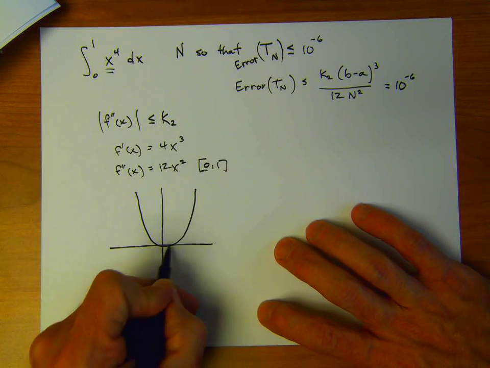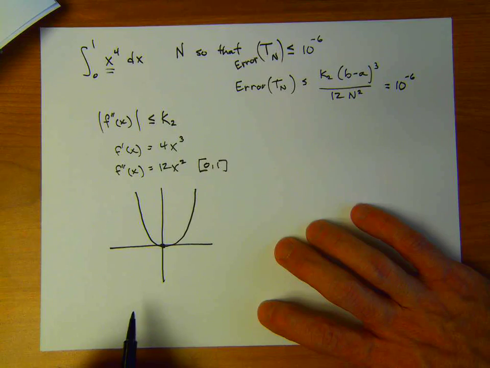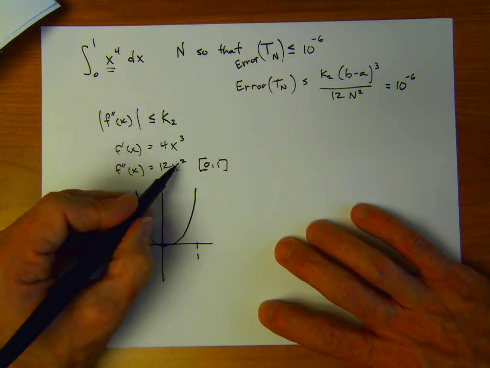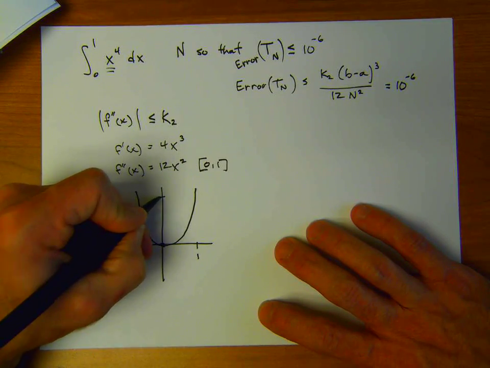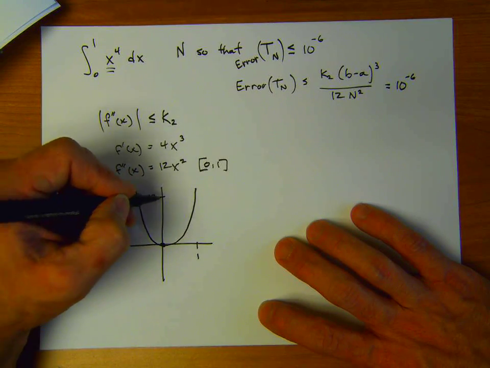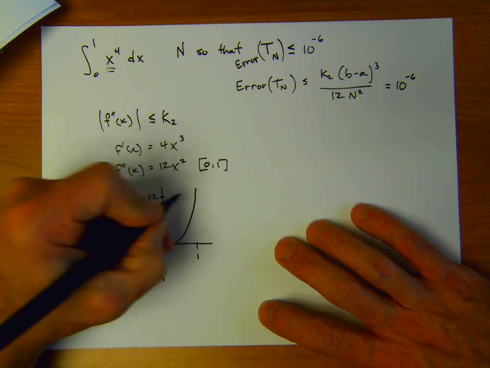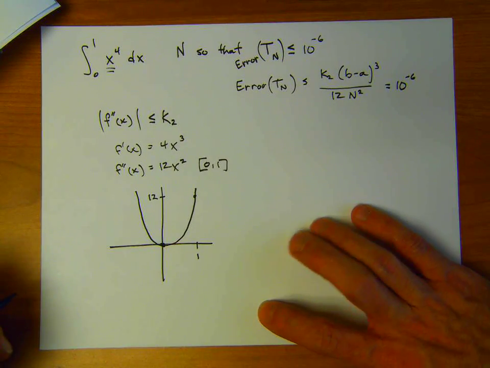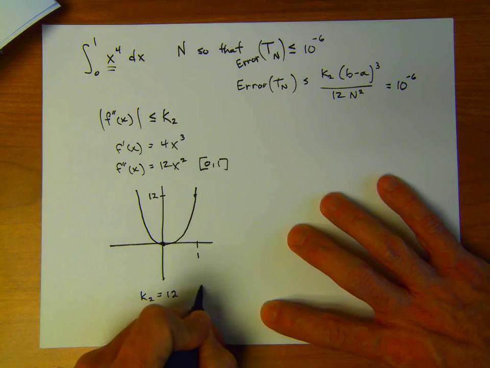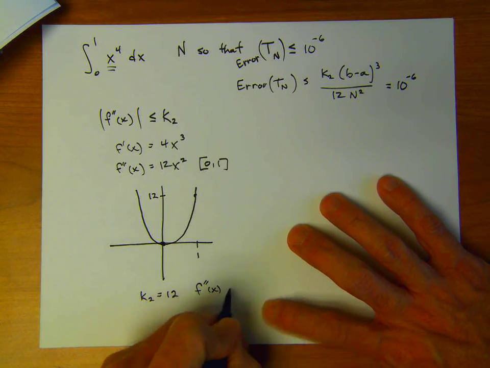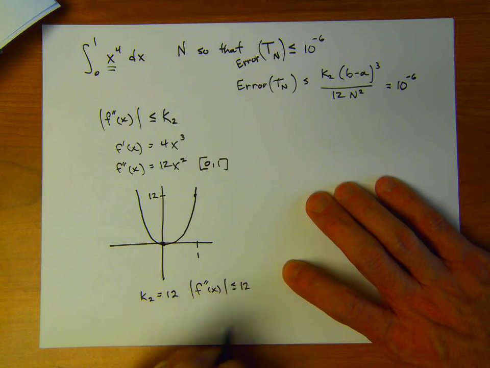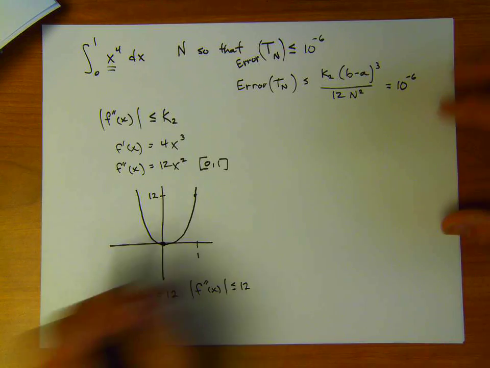Okay, so for 12x squared, we know when x is 0, y is 0. But when x equals 1, then y equals 12. Now you can see from 0 to 1, this is an increasing function. So the biggest that this is going to be on this interval is right up here at 12. So if we let k2 equal 12, then we know that f double prime in absolute value will always be less than or equal to 12, because that's the biggest it gets. All right, so we've got our 12.